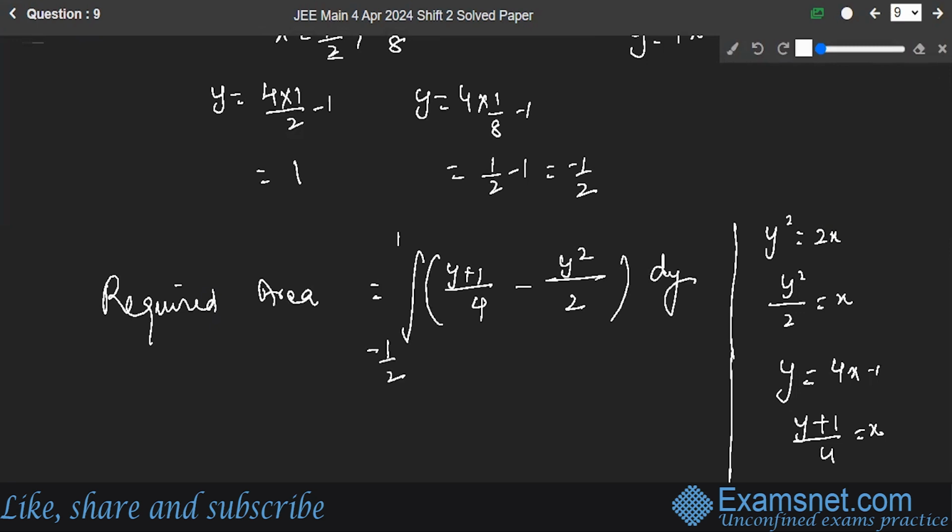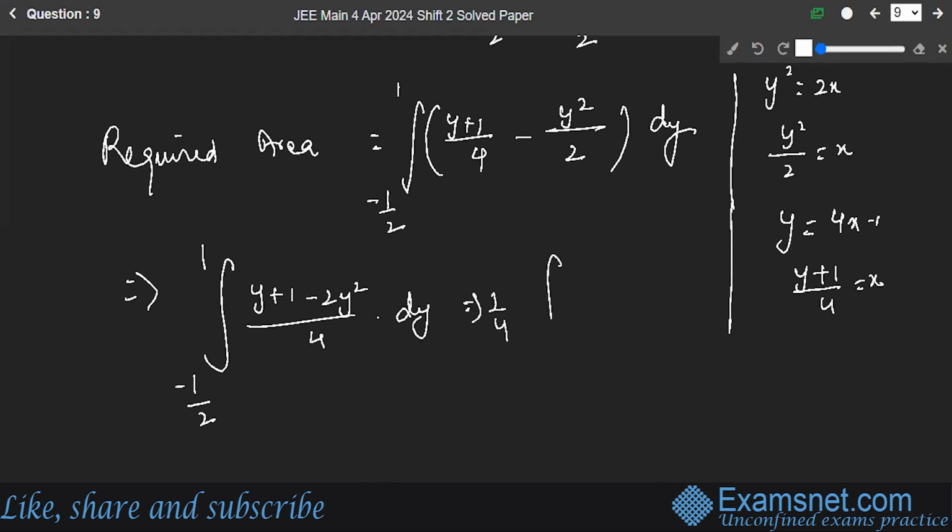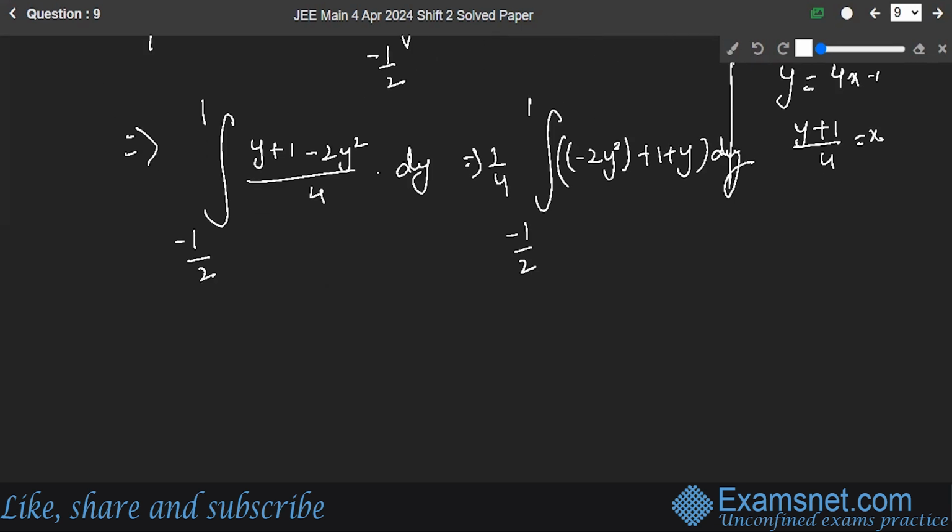All right, so now it's pretty easy. This was the hardest part that we have done. Now the easy thing, let's solve it further. From minus 1 by 2 to 1, this will be (y plus 1 minus 2y squared) upon 4 into dy. I'm taking 1 by 4 outside, and inside it is minus 2y squared plus 1 plus y, dy.